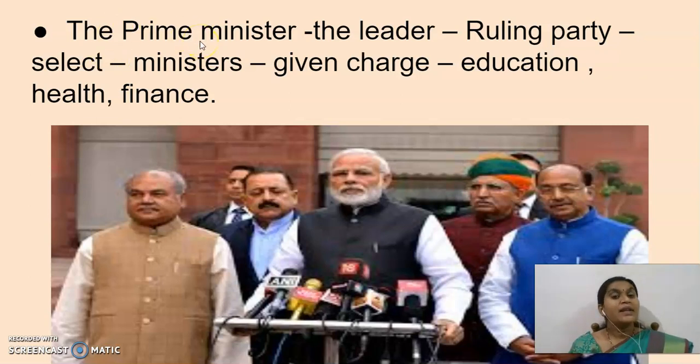See here. So finally, the prime minister is a leader of a ruling party and they will be selecting their ministers in that particular political party. Okay, and they will be giving them the charge to do the work for the country for their betterment. Okay, it may be for the education, health, finance and all the things.